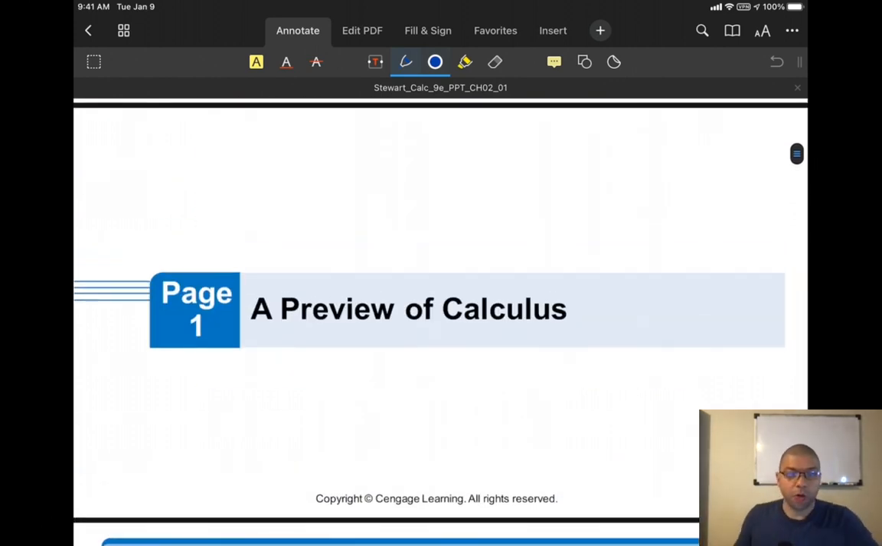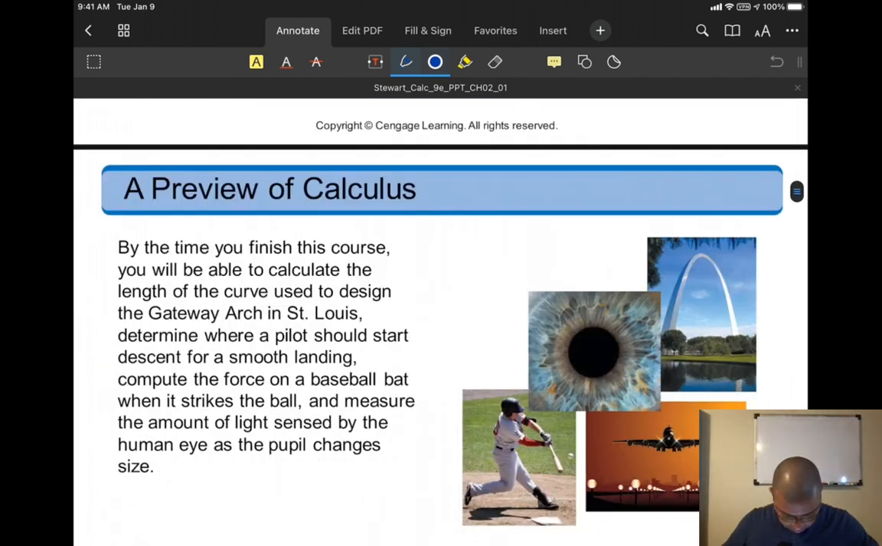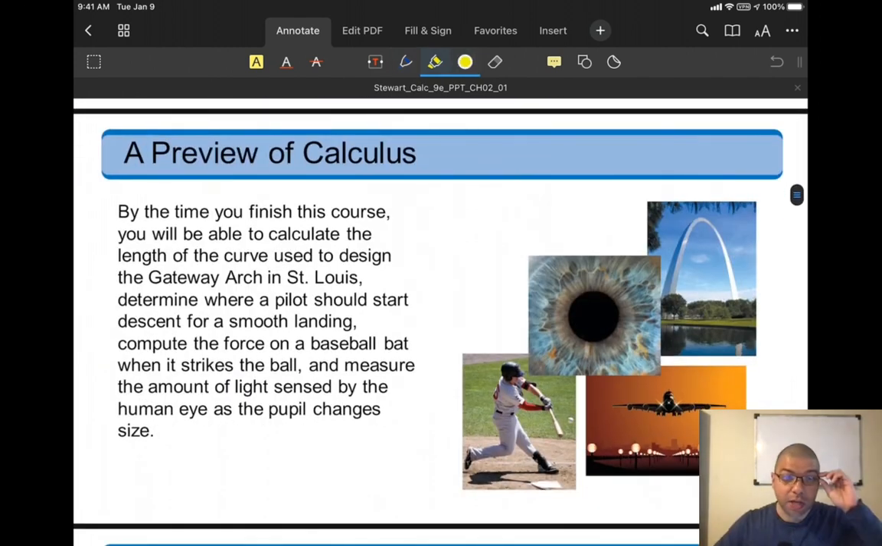First, I thought I'd go over some of the interesting things on page 1 here, which is a preview of calculus. You can find some interesting information about the course and about this area of mathematics in that page. This is the first thing that caught my attention.